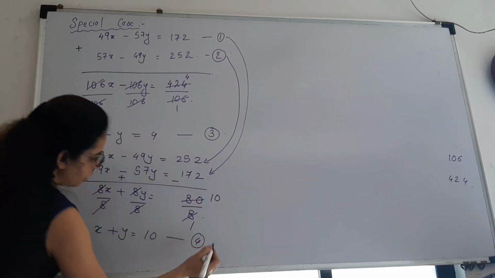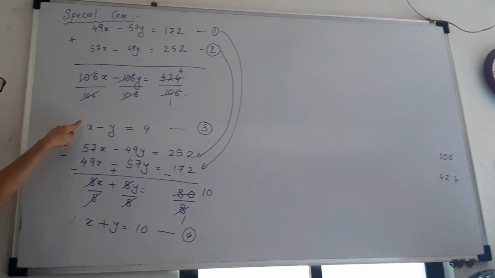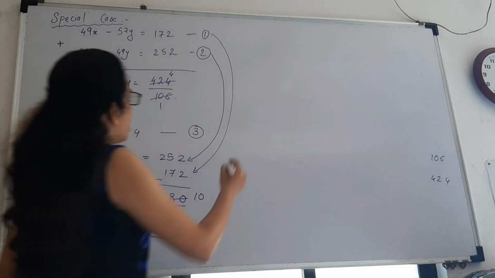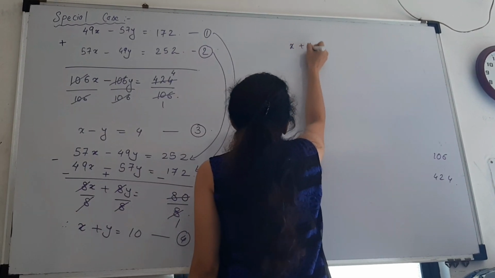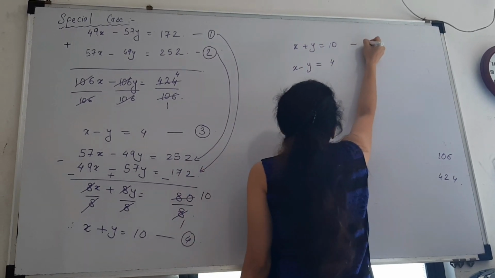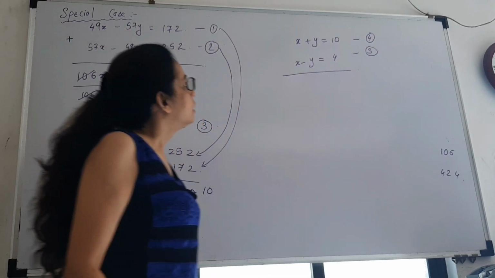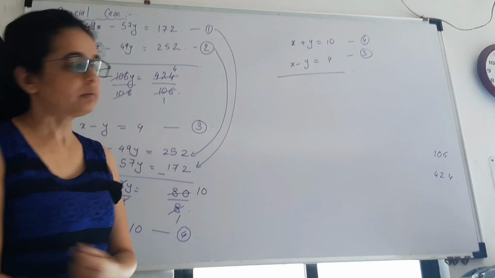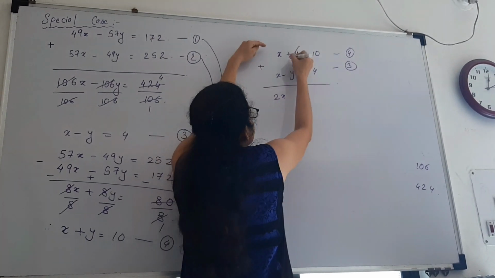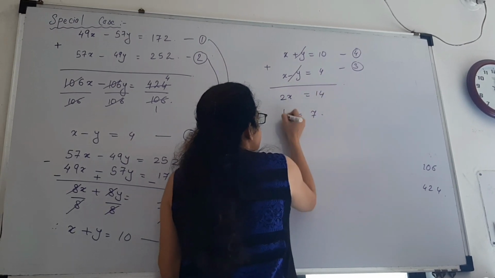I got equation 4. Now these are two simple linear equations in two variables, where x minus y is 4, x plus y is 10. So you know how to solve these two further, right? So x plus y is 10, x minus y is 4. I just wrote equation 4 and equation 3 as is. Now can I add the two again? If I add these two, I am going to get 2x, the y gets cancelled, is equal to 14. So x is equal to 7.